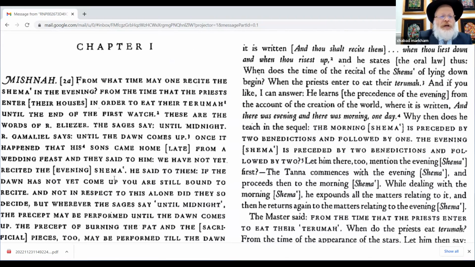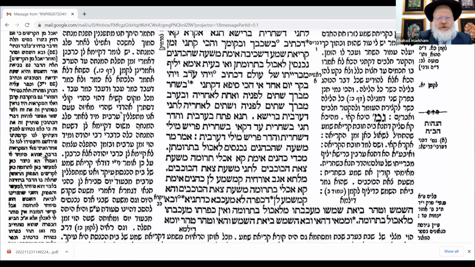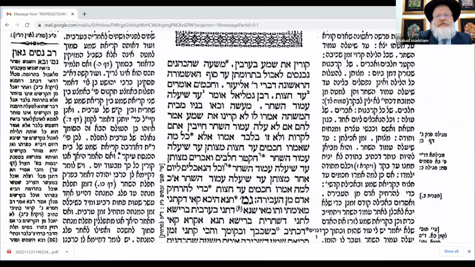It says, "From the time that the priests enter their houses in order to eat their truma, until the end of the first watch." These are the words of Rabbi Eliezer. We're going to read that now back in the Hebrew. We go back to the Hebrew here, guys. It says in the second line, Misha, from the time, Shakohanim, that the Kohanim nichnasim lechel b'trumasim, that the Kohanim go to eat their truma.